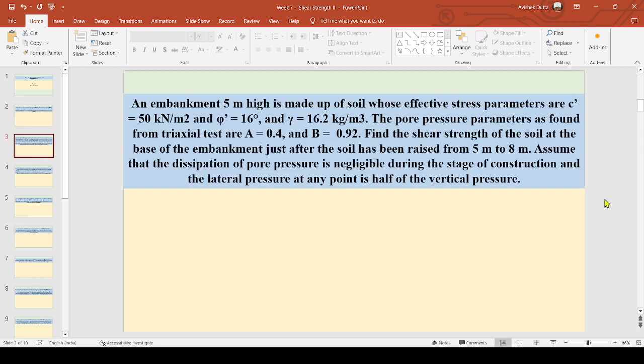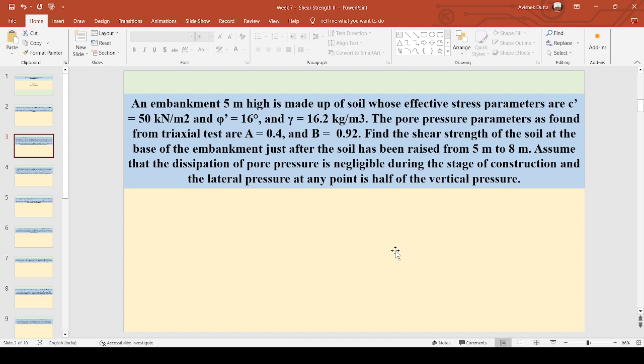An embankment 5 meter high is made up of soil whose effective stress parameters are c dash equal to 50 kilonewton per meter square and phi dash equal to 16 degree. These are the effective stress parameters. And gamma, the unit weight, is 16.2 kilonewton per meter cube.